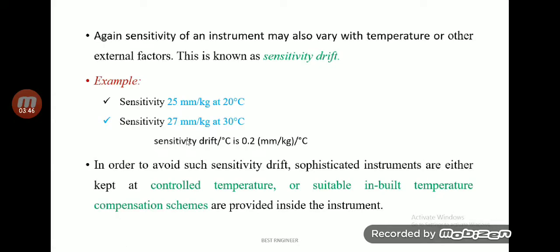In order to avoid such a sensitivity drift, sophisticated instruments are either kept at controlled temperature or have suitable inbuilt temperature compensation schemes. Sensitivity is nothing but how the output varies with respect to the input.